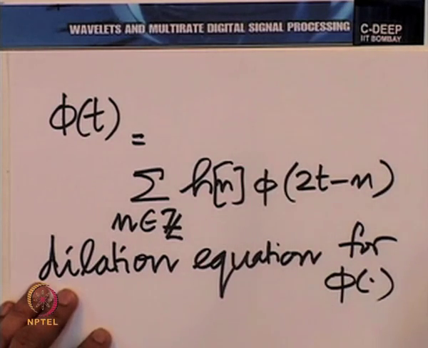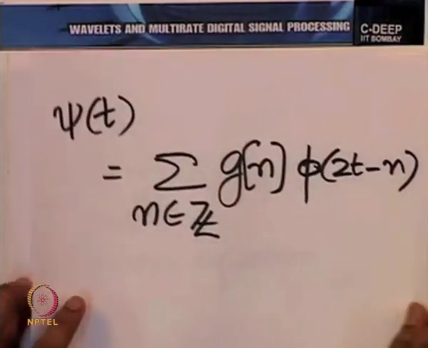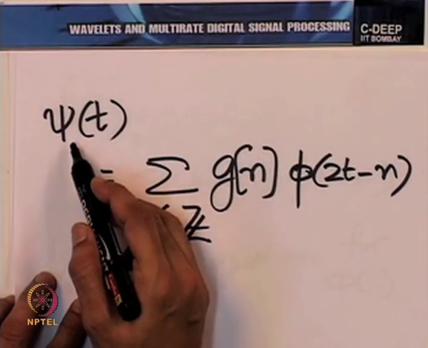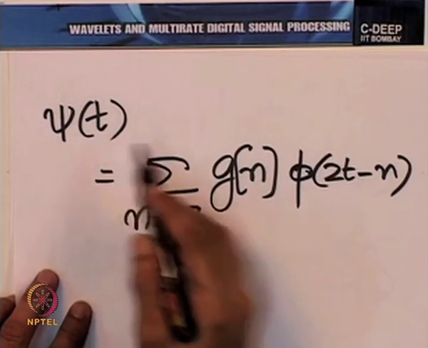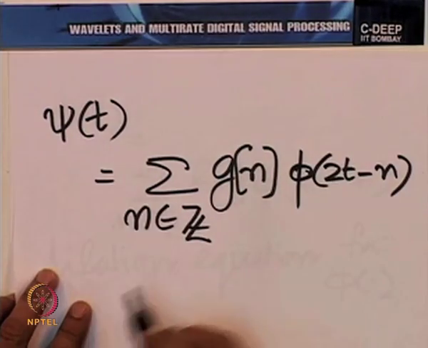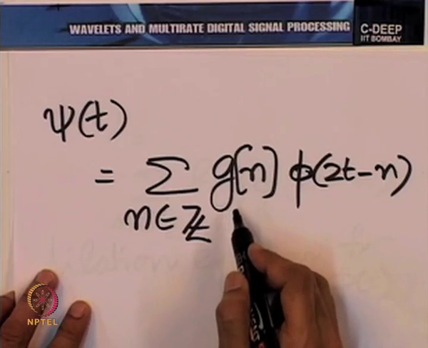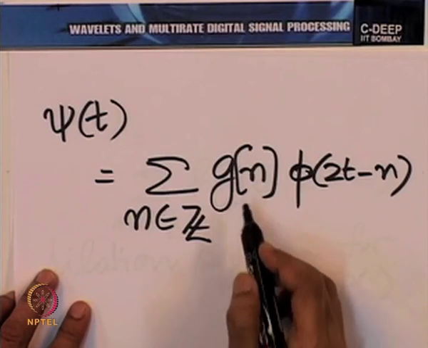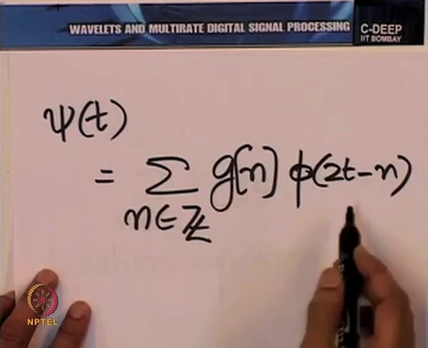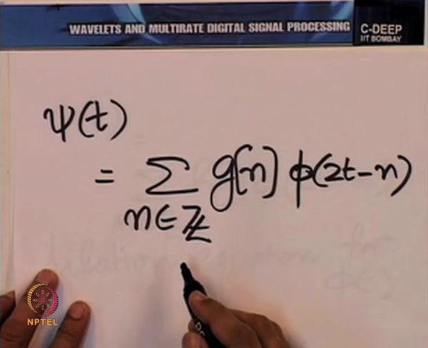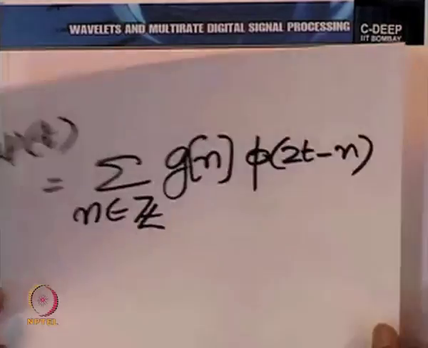Having done so, we shall then progress to this dilation equation here, and we will relate the Fourier transform of the wavelet to the Fourier transform of the scaling function effectively. And then, noting that the discrete time Fourier transform of the sequence g n can be used to make this relationship, we shall obtain the wavelet from the scaling function. So, it is with these two steps that we shall begin the next lecture.